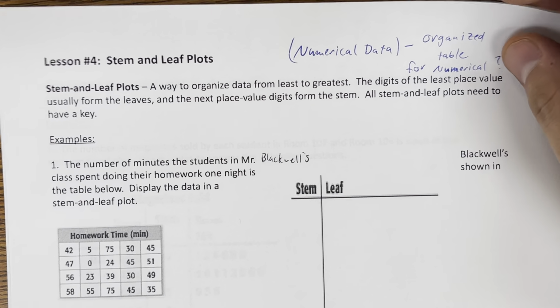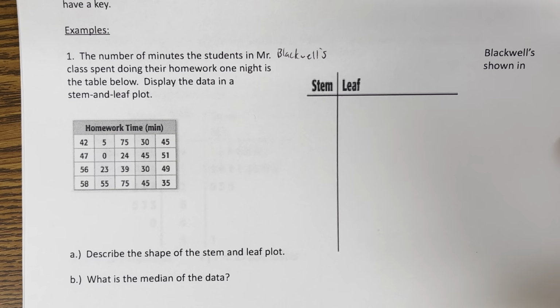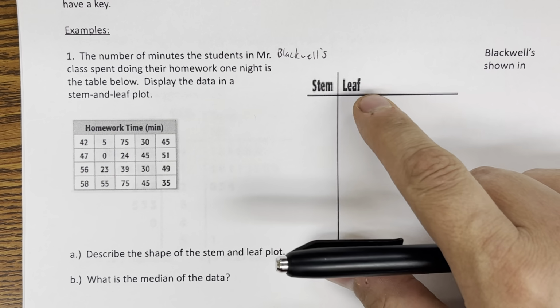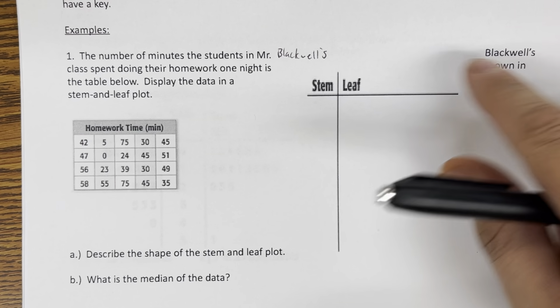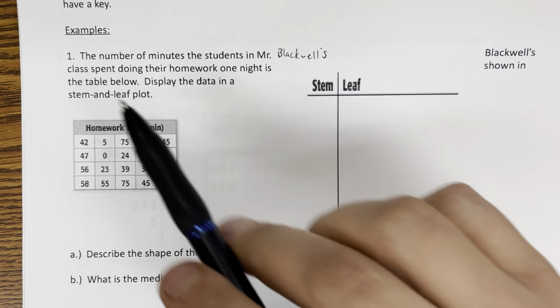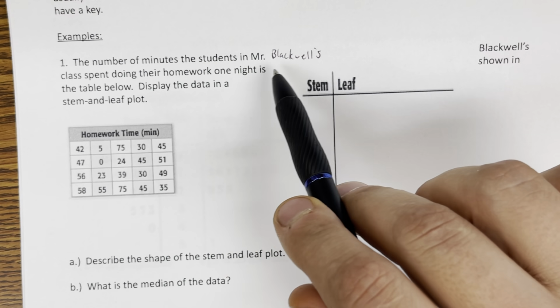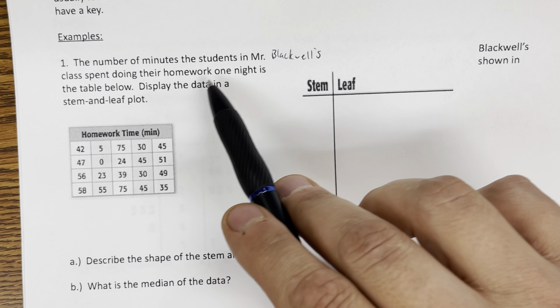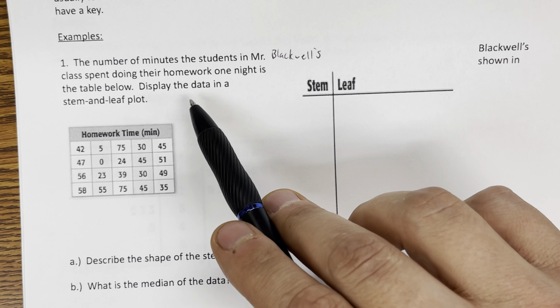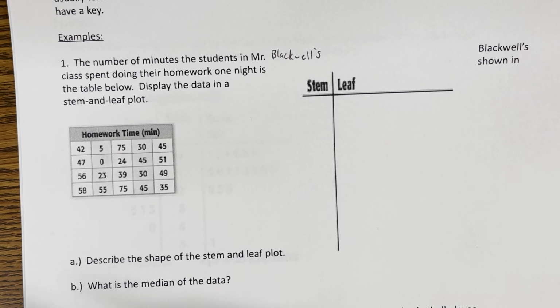So we're going to make a stem and leaf plot here as shown, and I actually have this thing chopping off a little bit of the question, so I moved it back over. It says the number of minutes the students in Mr. Blackwell's class spent doing homework one night is shown in the table below. Display the data in a stem and leaf plot.